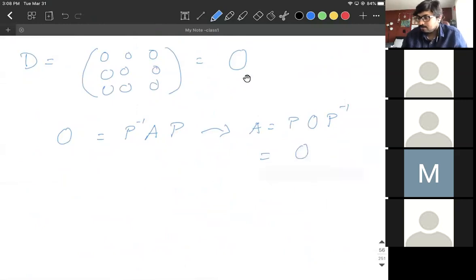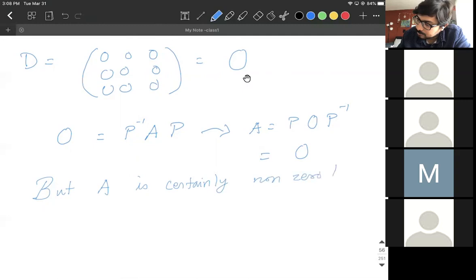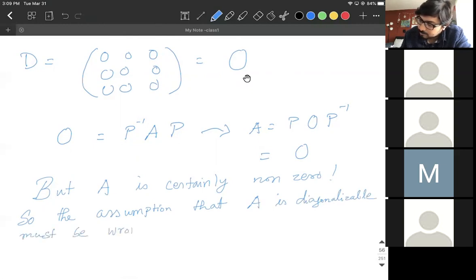But evidently, A is given. A is a non-zero matrix, so A cannot be. A is certainly non-zero, right? So the assumption that A is diagonalizable must be wrong. Hence, A is not diagonalizable.